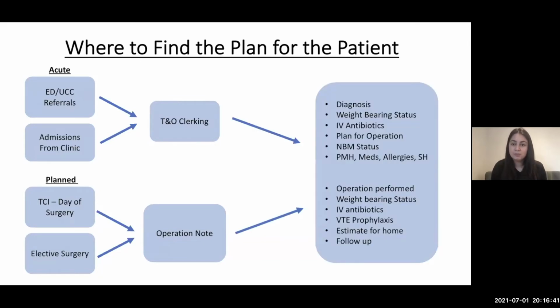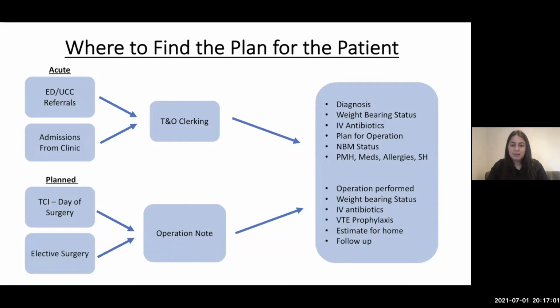What information will you find on these documents? For the T&O clerking acute patients, you will find a diagnosis, or at least a working suspected diagnosis. You will find a weight-bearing status. Should the patient be walking? Should they be non-weight-bearing, or can they be partially weight-bearing with crutches?